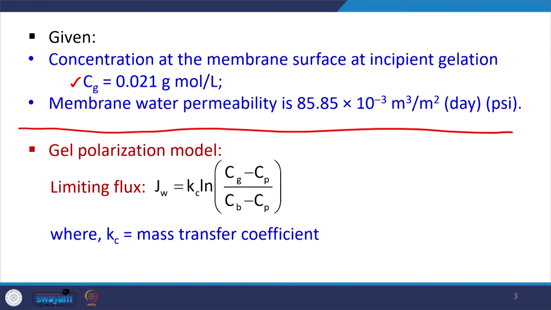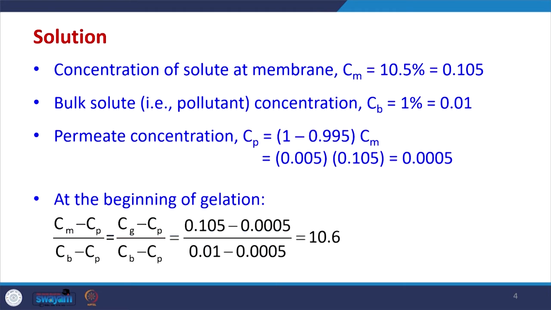Now, the gel polarization model which we discussed earlier says that JW is equal to KC ln of (CG minus CP) upon (CB minus CP), where KC is the mass transfer coefficient. What are the things that are known to us? The concentration of the solute at the membrane we have already assumed to be 10.5%, so here it will be 0.105. The bulk solute concentration is 1%, so it is 0.01. Now, the permeate concentration we have to find out.